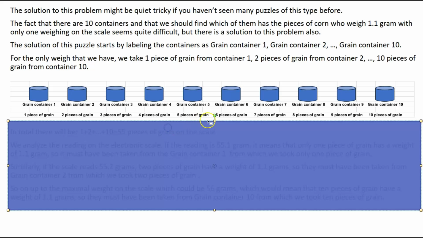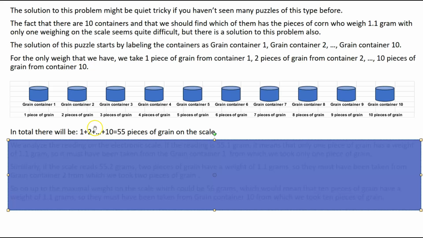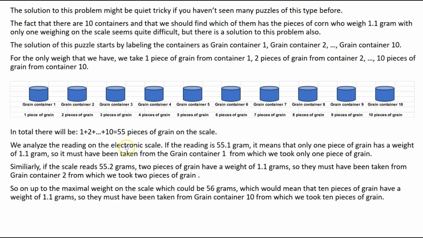So by doing so, for the only weighing that we are given, in total there will be 1 plus 2 plus 3 up to plus 10. There will be 55 pieces of grain on the electronic scale on which we will do our weighing. So after we have put these 55 pieces of grain on the scale, we must do some interpretation of the results of this weighing. So we analyze the reading on the electronic scale.